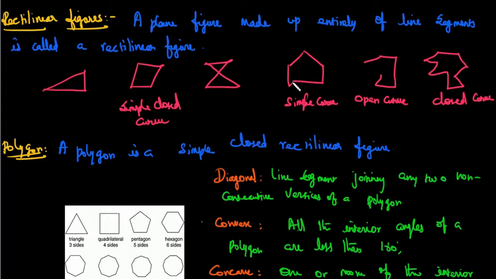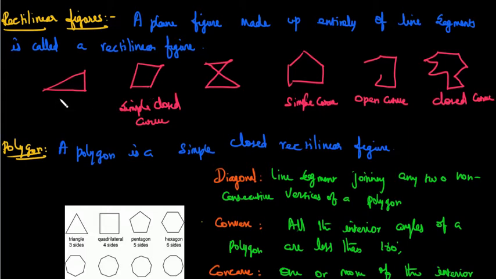But a simple curve is one where the line segments do not cross each other. Do you see any line segment crossing like this? No. So this is a simple curve. This is not a simple curve, because you can see that these two line segments cross each other. So this is a simple closed curve, because it does not cross and the starting point and end vertex join together. So this is simple.